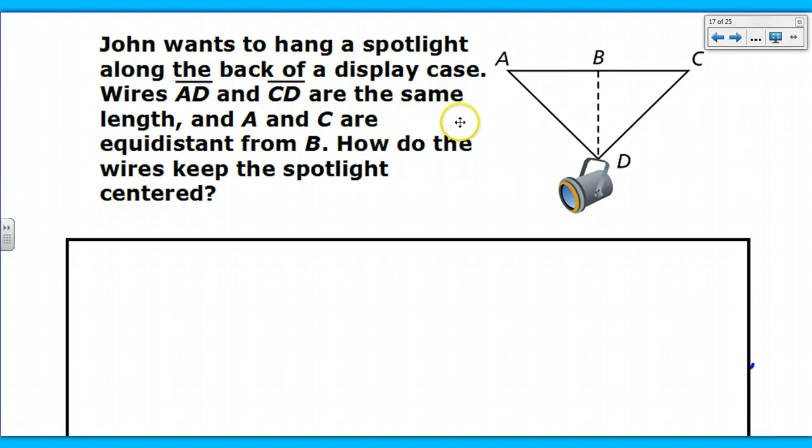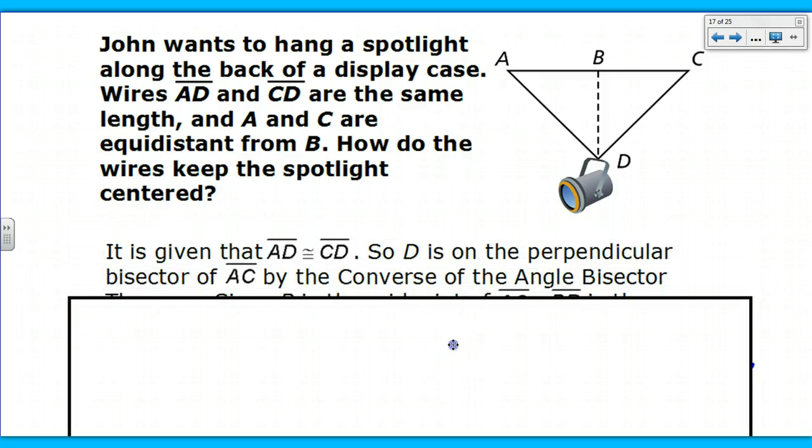So the main point here is AD is congruent to CD, right? So D is equidistant from A and from C, which means that B is equidistant from A and C, so B then is the midpoint of AC, and BD therefore is a bisector, isn't it? It is definitely a bisector. So that is what they say here.